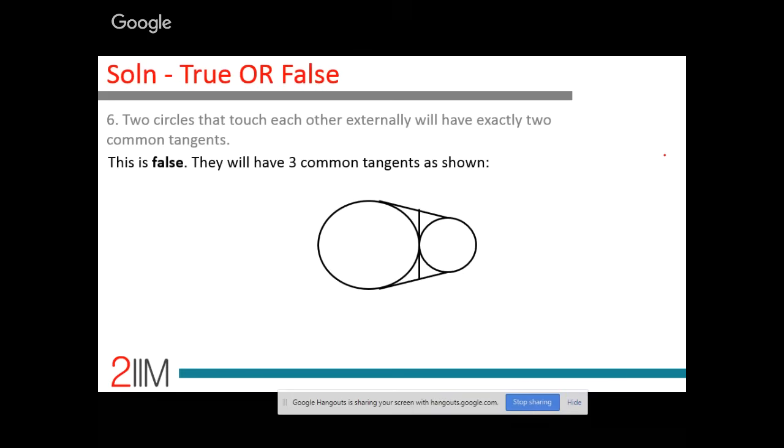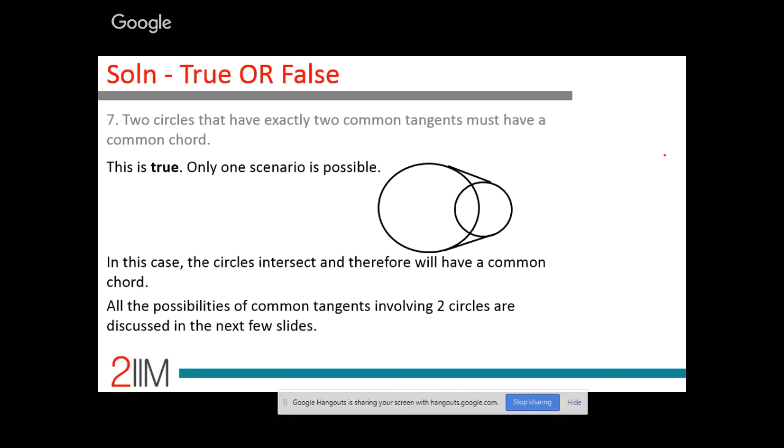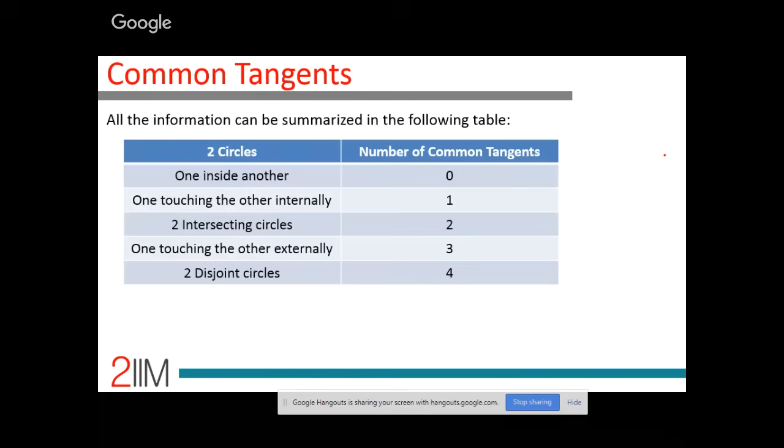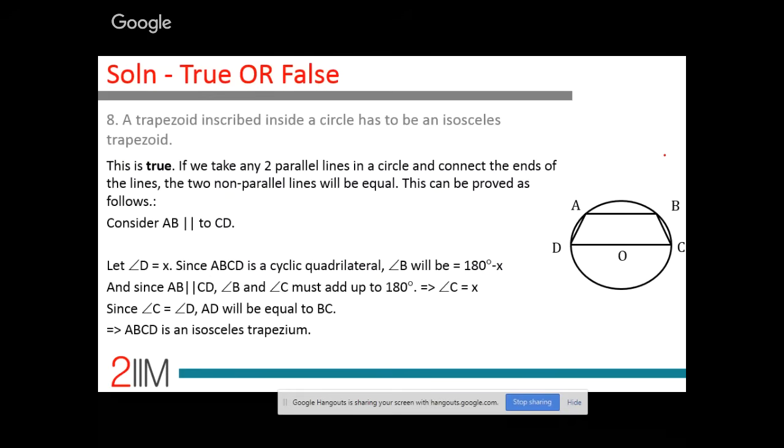Just check this out. Two circles that touch each other externally will have three common tangents, not two. If they have two common tangents, they must intersect with each other, therefore there is a common chord. Just recapping all of this: a trapezoid inside a circle has to be isosceles. AB is parallel to CD. So if angle DAB were x, angle ADC would be 180 minus x. We know that angle A is x, so angle C should be 180 minus x. So the two bottom angles are equal, the two top angles are equal, an isosceles trapezium.